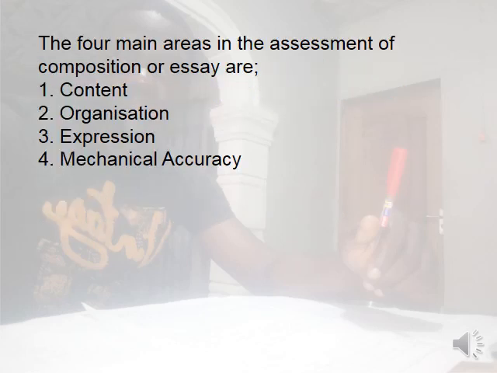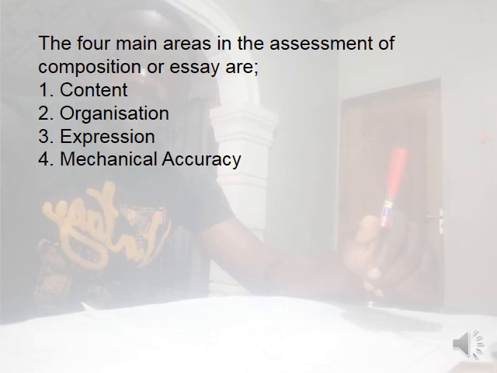Then let's proceed to the 4 main areas of assessment, that is, how your essay is marked. We have these divided into 4 categories. The first is the content, followed by the organization, then the expression, and lastly the mechanical accuracy. Now, whenever you have your essay written, it is marked under these 4 items.